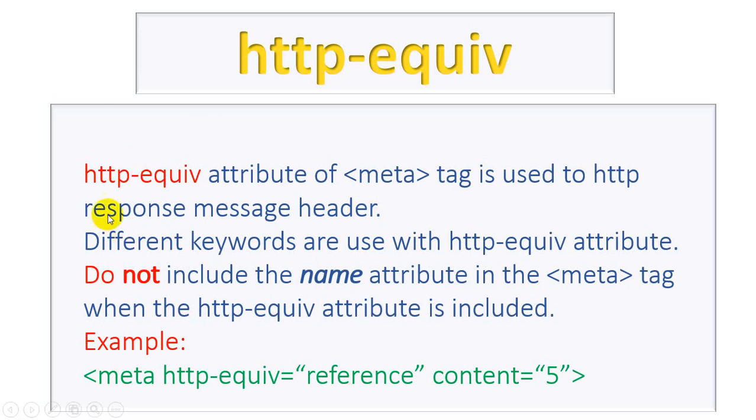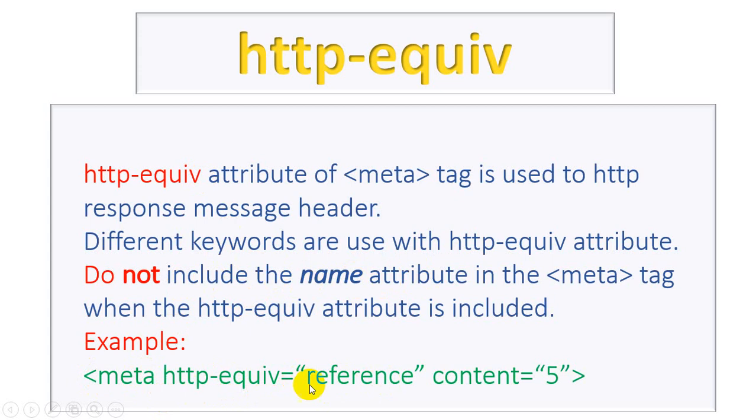Okay, it's called the HTTP equiv. So if you are using HTTP equiv, please do not use the name attribute. As we have discussed in our previous lecture, name is an attribute of the meta tag. So if you are using HTTP equiv, please do not use it. Then we have an example. Okay, meta HTTP equiv is an attribute, then equals refresh.